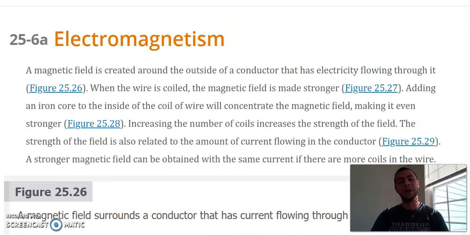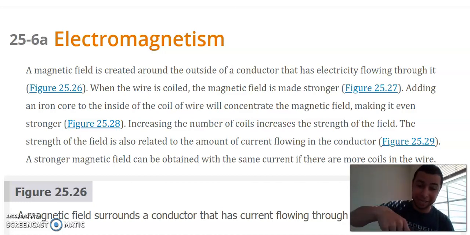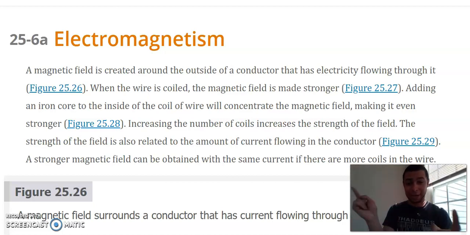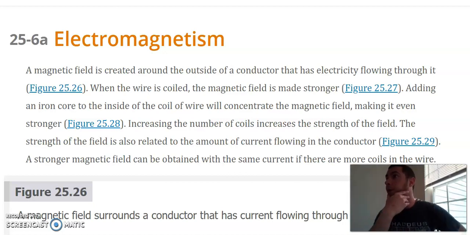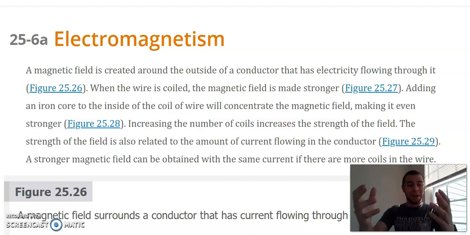All right, now we're talking about electromagnetism: a magnetic field created outside of a conductor. So that's important. It is a magnetic field that's created outside of a conductor. Notice it didn't say inside. It says outside of a conductor that has electricity flowing through it on the inside. Outside, inside, outside, inside. Remember that. That'll come into play probably in, I don't know, maybe a worksheet? No way. It means you gotta pay attention. All right, let's keep going.